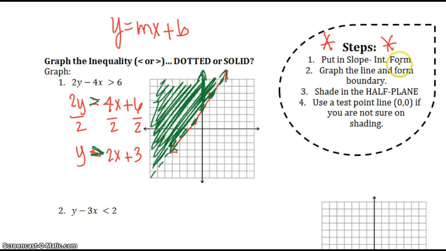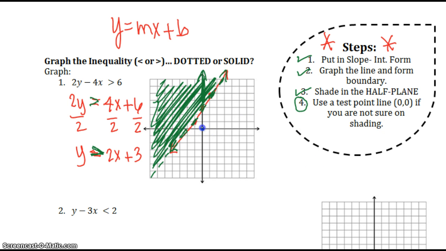Number 1, put it in slope-intercept form. Check. Graph the line and form the boundary. So double check. I graphed the line and then I went back and talked about that the boundary should be dotted. Shade, which half of the plane needs to be shaded? Well, because it was greater than, I shaded above. Now, here's the last step. Use a test point 0, 0 to see if you are sure about your shading.